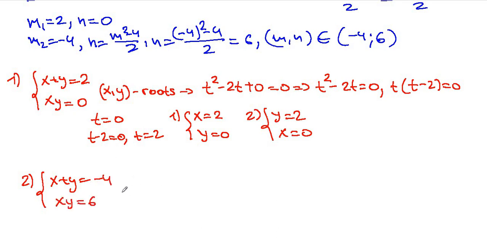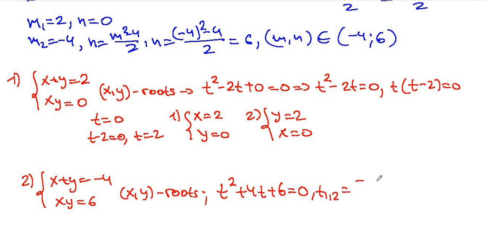So therefore here again, assuming that x and y are the roots of the quadratic equation, I will get the following quadratic equation: t squared plus 4t plus 6 is equal to 0. And here, okay, let's try to find the roots. Minus 4 plus minus the square root of 16 minus 24, divided by 2. And we see that the discriminant is negative. So therefore, there are no real solutions.